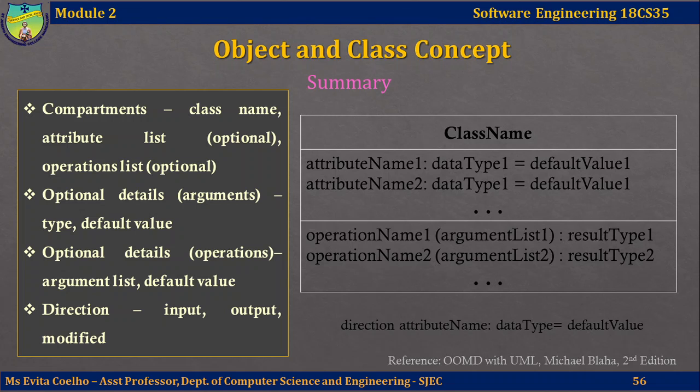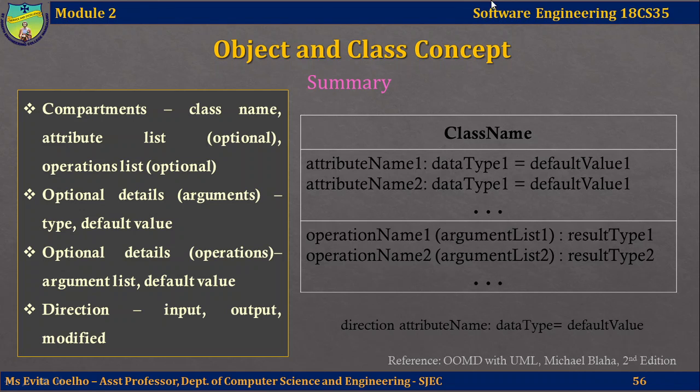Let's summarize what we studied in this series. In this figure here, we get the summary for notation of all the classes. A box representing a class may have as many as 3 components. The components from top to bottom will contain the class name, the list of attributes, and the list of operations. Optional details such as types and default values can be included with attributes. Optional details such as argument list and result type may follow the operation name.